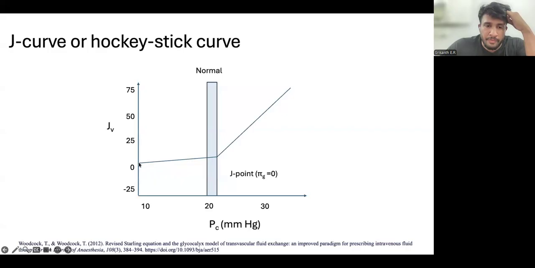From 0 to 25, you will not see any increase, because as the capillary hydrostatic pressure increases, the subglycocalyx oncotic pressure decreases, hence the net filtration pressure remains more or less the same until you reach a point where the subglycocalyx oncotic pressure becomes zero, and at that point there is a sudden increase in filtration. So this is what is described by the modified Starling principle: up to a physiological range there will be no increase in filtration despite increase in capillary hydrostatic pressure, and only after a certain J point, when the oncotic pressure in the subglycocalyx becomes zero, there is a sudden increase in filtration.